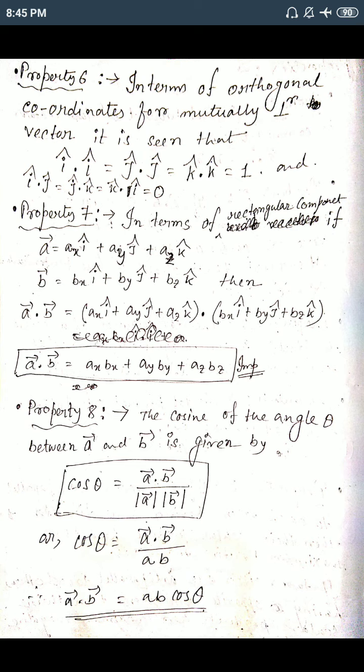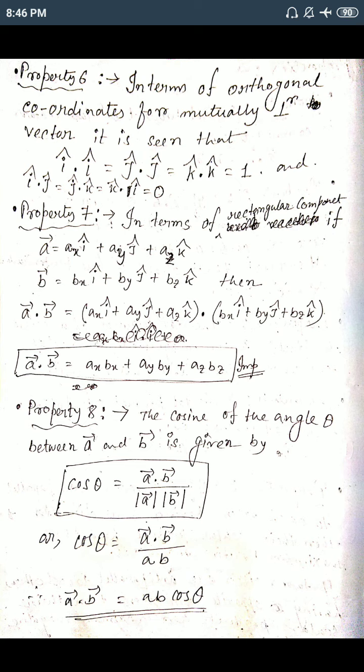Property number 7, in terms of rectangular components. Suppose A, we can resolve any vector along the three axes x, y and z this way, with its magnitude and direction. So vector A we can represent as ax i hat plus ay j hat plus az k hat, and vector B equals bx i hat plus by j hat plus bz k hat. Then A dot B, what can we write? The total value of this result is ax i dot B.